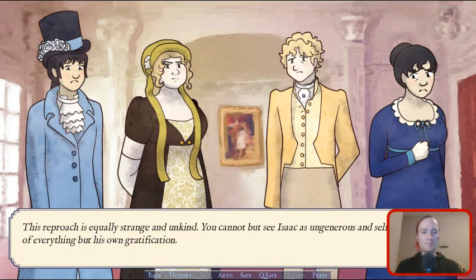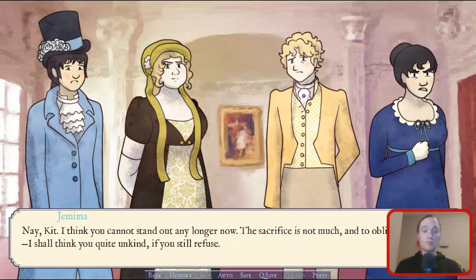Yes. This reproach is equally strange and unkind. You cannot but see Isaac as ungenerous and selfish, regardless of everything but his own gratification. Very true. Nay, Kit. I think you cannot stand out any longer now. The sacrifice is not much, and to oblige such a friend, I shall think you quite unkind if you still refuse.